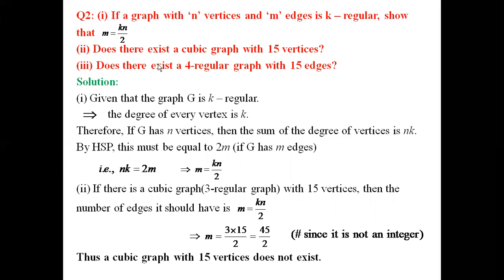Now the third part of the problem, we have to verify whether a graph which is 4 regular with 15 edges exists or not. So it is a 4 regular graph. So degree of every vertex is 4. That is k equal to 4. And there are 15 edges in it. So m equal to 15 is given. So let us find out the number of vertices in it. So given a 4 regular graph with 15 edges means k equal to 4 and m equal to 15.